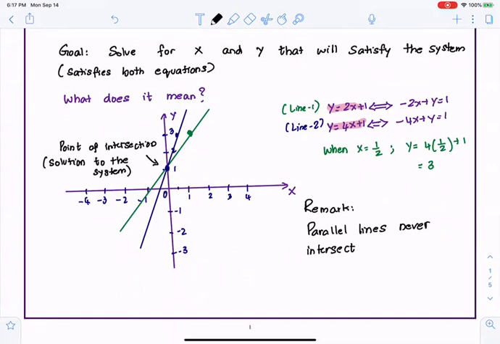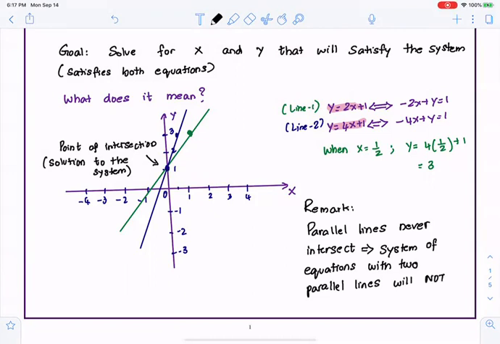So parallel lines never intersect. And if 2 lines are parallel to each other, then they're not going to intersect at all. This would imply the system of equations has no solution. So a system of equations with 2 parallel lines will not have a solution, period. For us to have a solution, the 2 equations should correspond to 2 different lines. Otherwise, we will not have a solution because there will be no point of intersection.